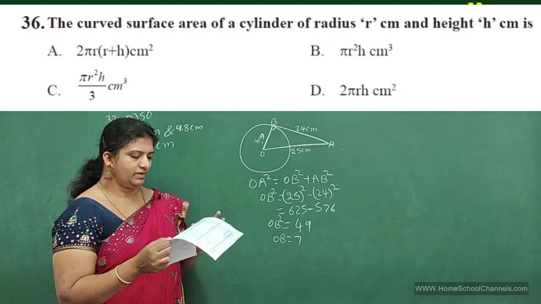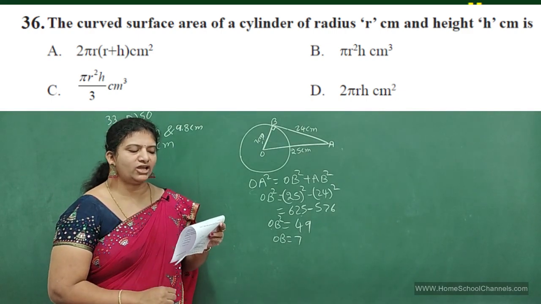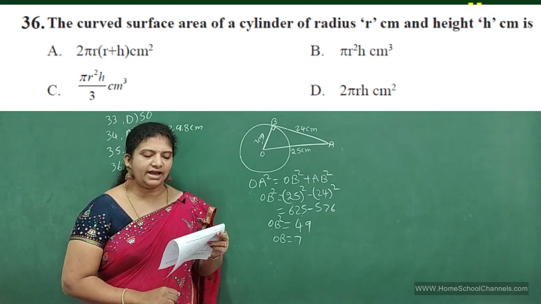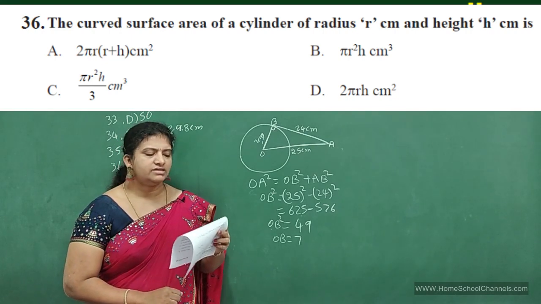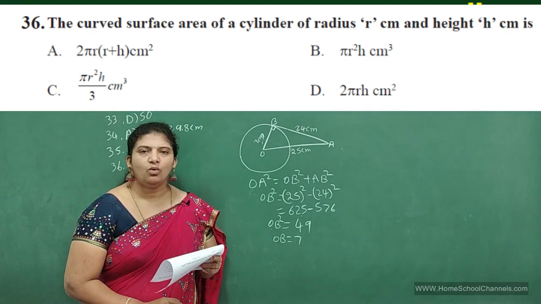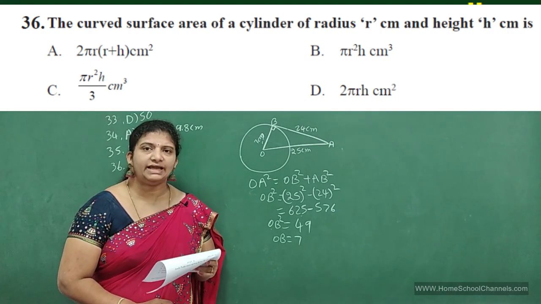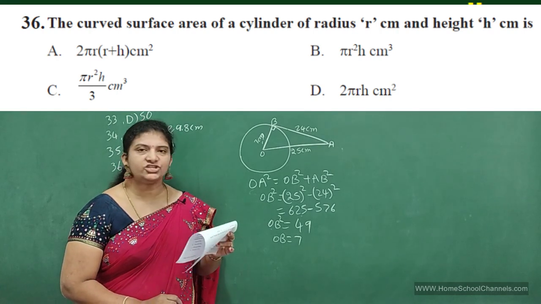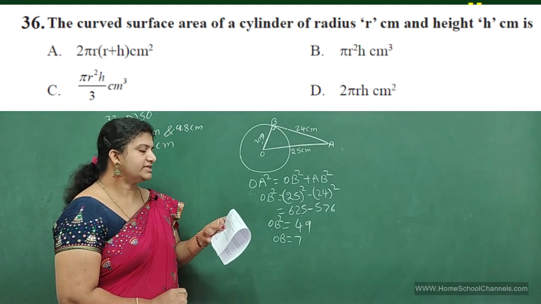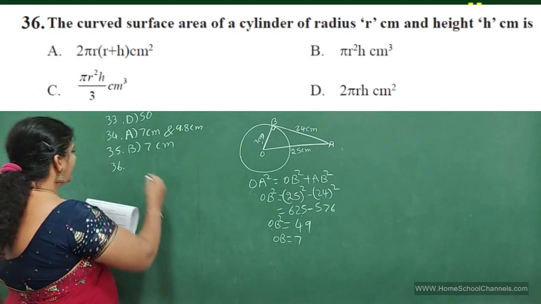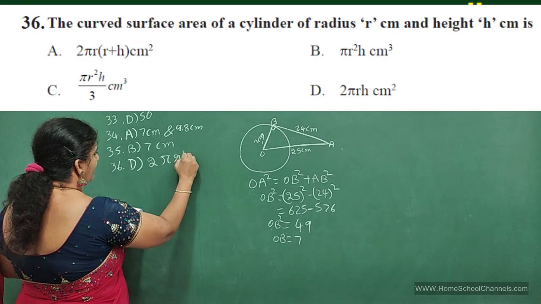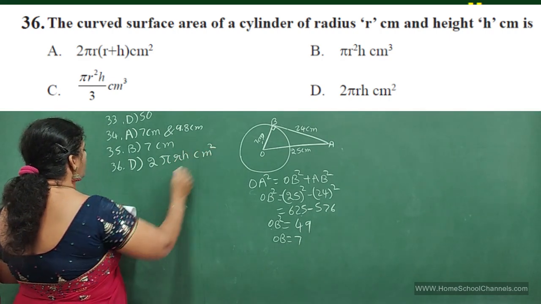36th one. The curved surface area of a cylinder of radius r centimeters and height h centimeters is CSA of a cylinder. What is the CSA formula, children? It is 2 pi rh square units. But here, check the options. It's option D. Option D, 2 pi rh centimeter square.